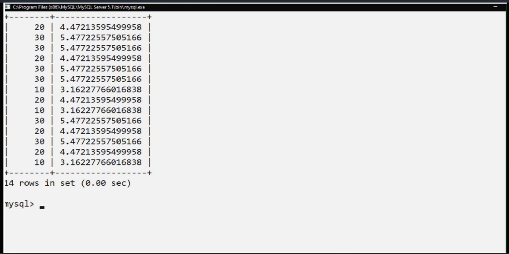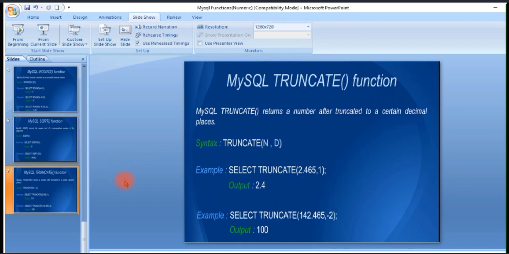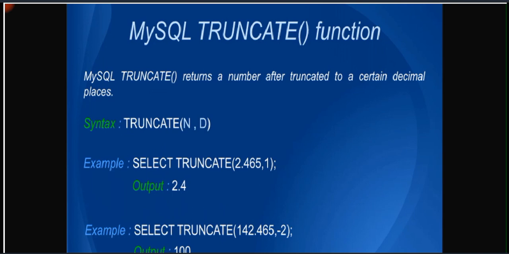Now one more function, that is the last function, is the truncate function. Truncate function is used to cut off the value. It is same as your round off function, but there is a slight change. In truncate, always we are going to round down. Never are we going to round up in any case, whether it is 5 or above value. So here you can see it is given 2.465 comma 1.